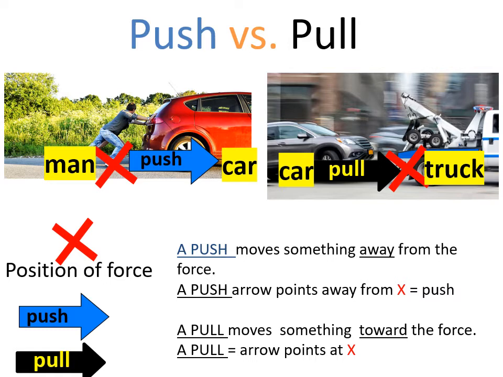So again, these two pictures, a car is being moved, but on the left side, a man is pushing the car because he's trying to move it away from the position of the X. And in the other picture, the car is being pulled toward the position of the force, which is the truck. So the arrow is pointing to the X. That's why it's a pull force.